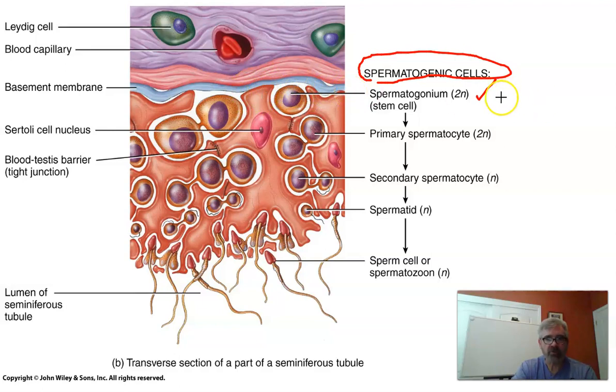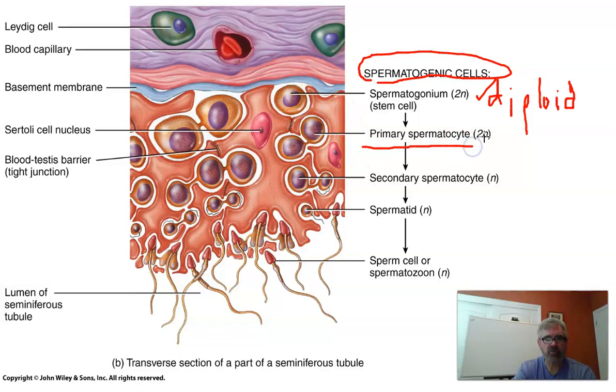All right. Now, you'll notice it's in the 2n state. All right. So in the 2n state, we like to refer to that as the diploid state. So if I can put that in there like this, write it in there real quickly. Diploid, which means in the 2n state, it has the maximum number of chromosomes, which would be 46 chromosomes, two pairs of 23.